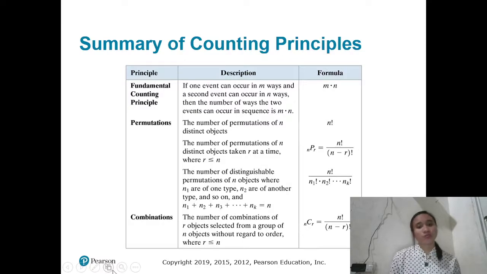Permutation: the number of permutations of n distinct objects, and the number of permutations of n distinct objects taken r at a time, where r is less than or equal to n. The number of distinguishable permutations of n objects where n1 are of one type and n2 are of another. Combination: the number of combinations of r objects selected from a group of n objects without regard to order. So that's all.